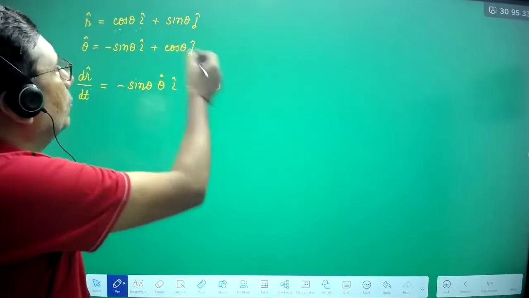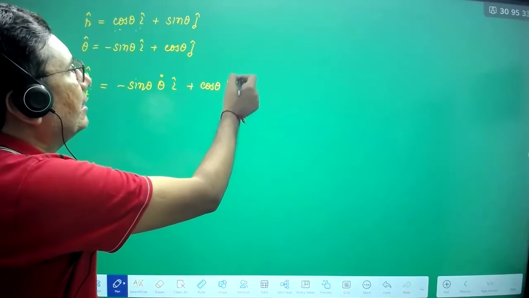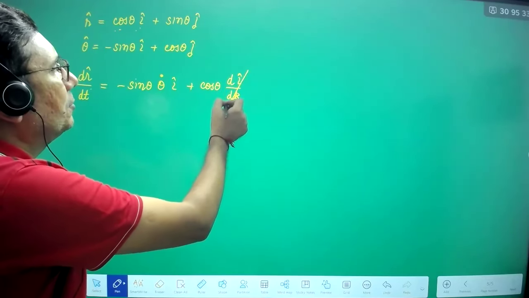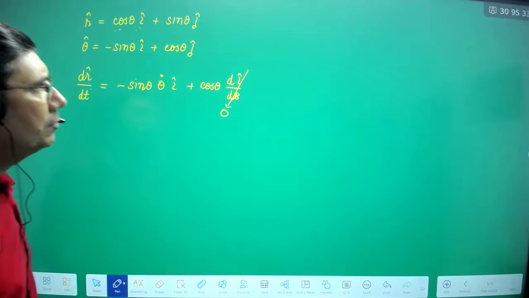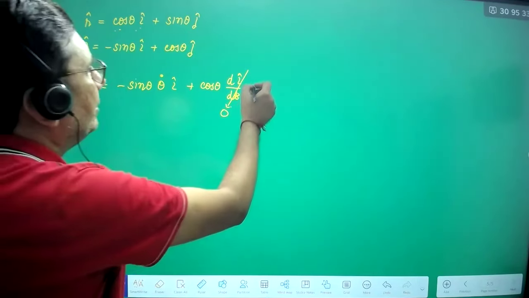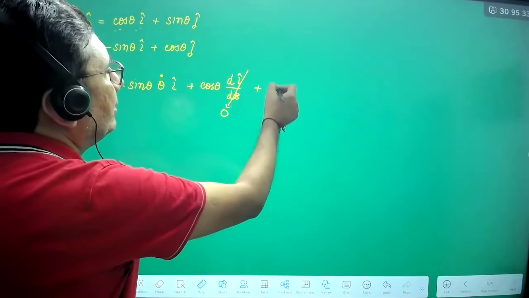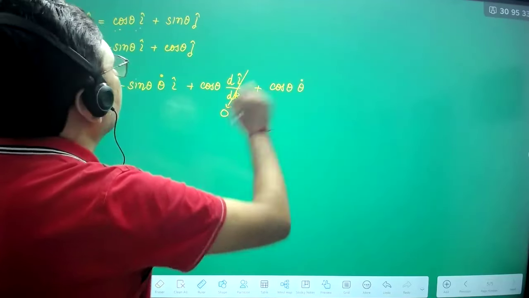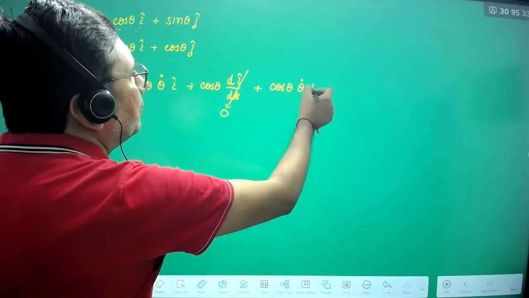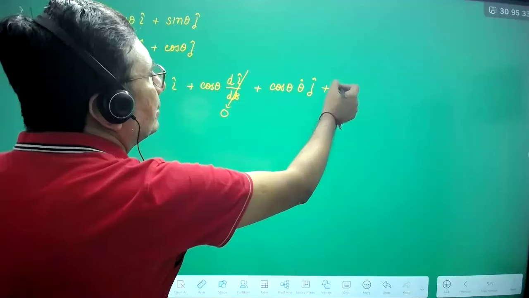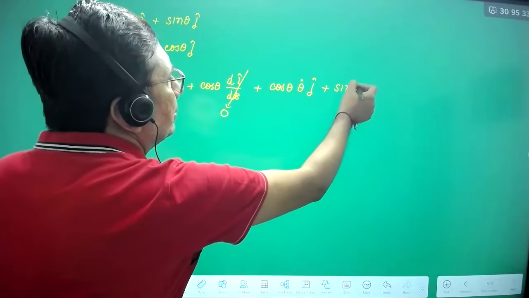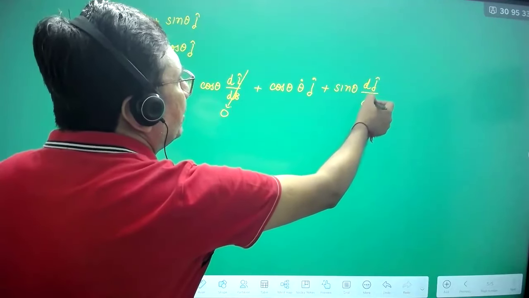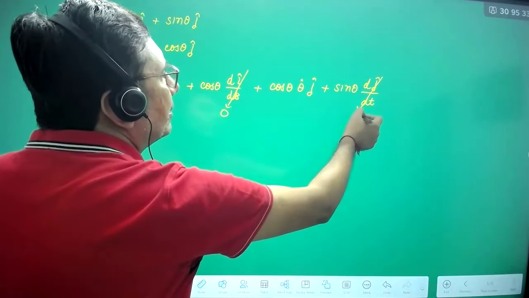i cap plus cos theta as it is, and this will be d i cap by dt, and this is 0. That's why in most of the books they are not writing it. Plus sin theta, the differentiation of sin theta will be cos theta, and this will be theta dot, and this will be j cap plus sin theta dj cap by dt. But they are constant vectors, that's why we are taking them as 0.